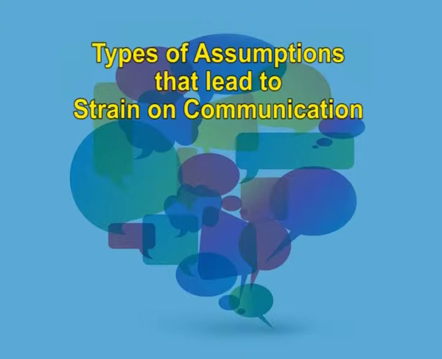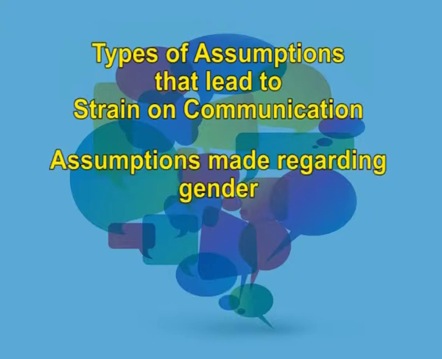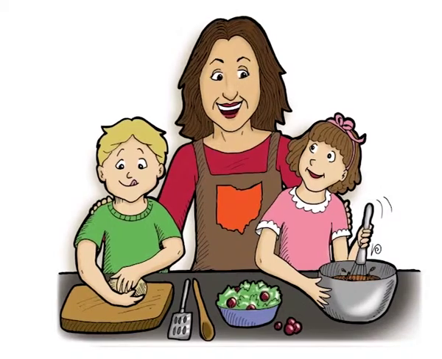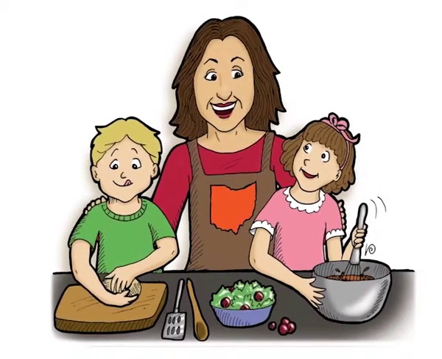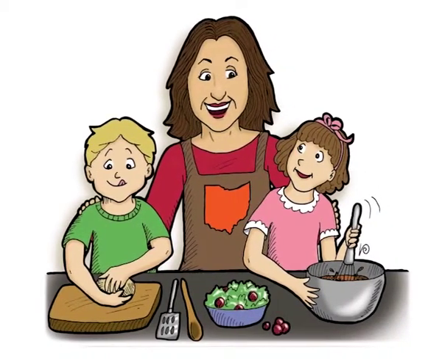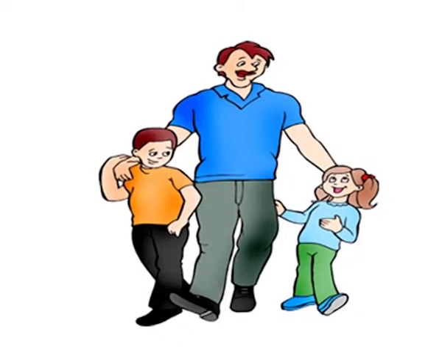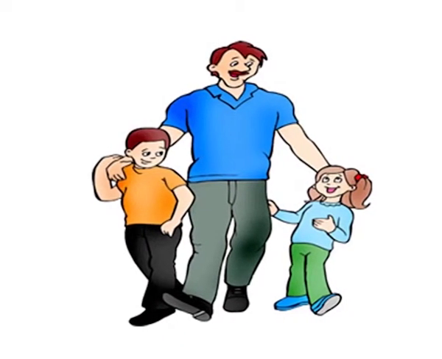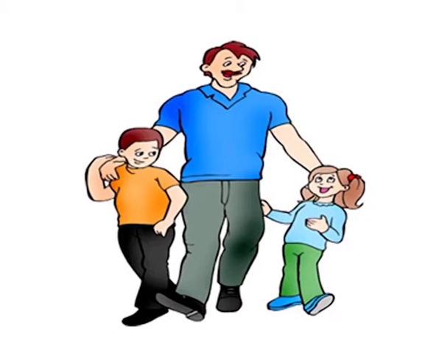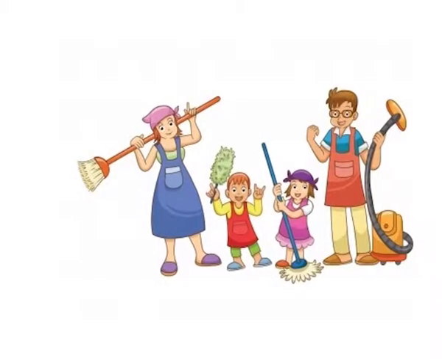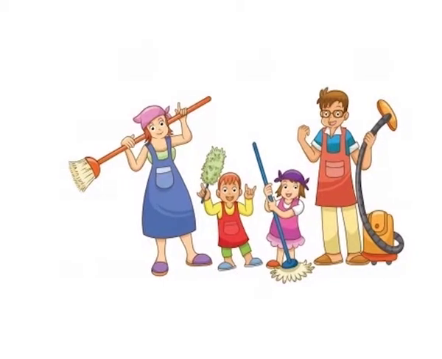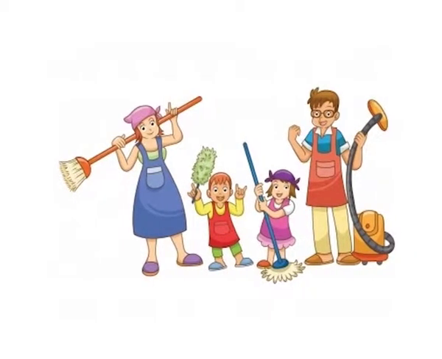Types of assumptions that lead to strain on communication. Assumptions made regarding gender. Women are supposed to look after the house and children. Women are better at cooking. Men are better in leadership. Men are logical, whereas women are emotional. These are some of the common assumptions that we make on gender.